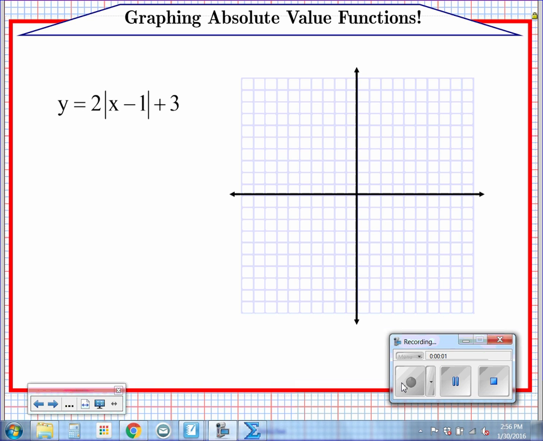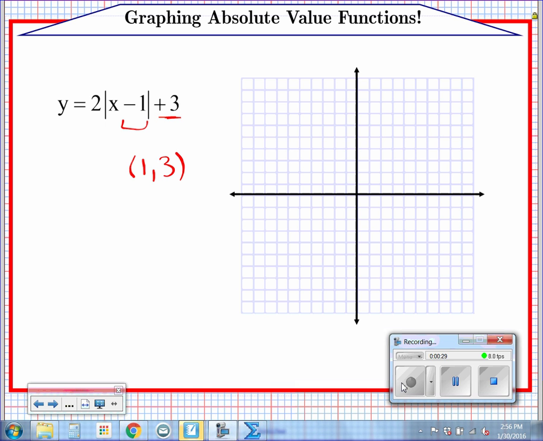All right, I'm going to graph two absolute value functions for you, one easy, one hard, to help you figure out how to graph absolute values. So the first thing you're going to do is identify the vertex. The vertex is found by switching the inside and making that your x-coordinate, and then keeping the outside value the same. So I see a plus 3, so my vertex is at 1, positive 3.